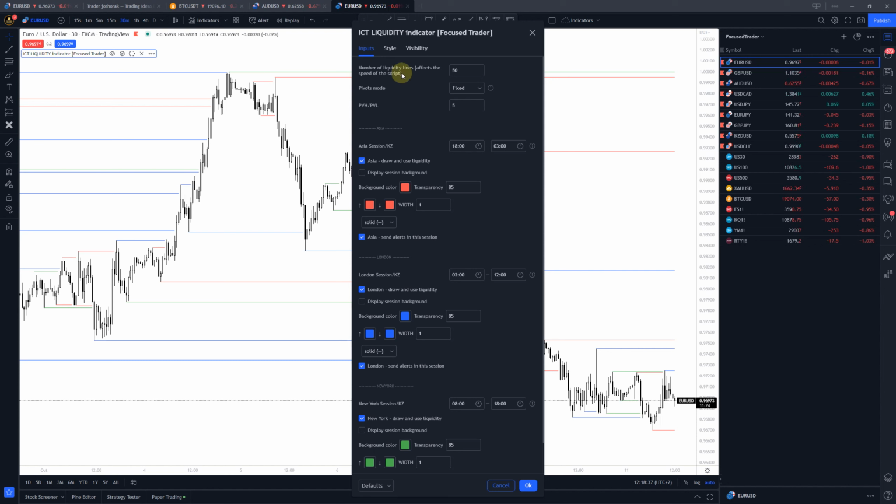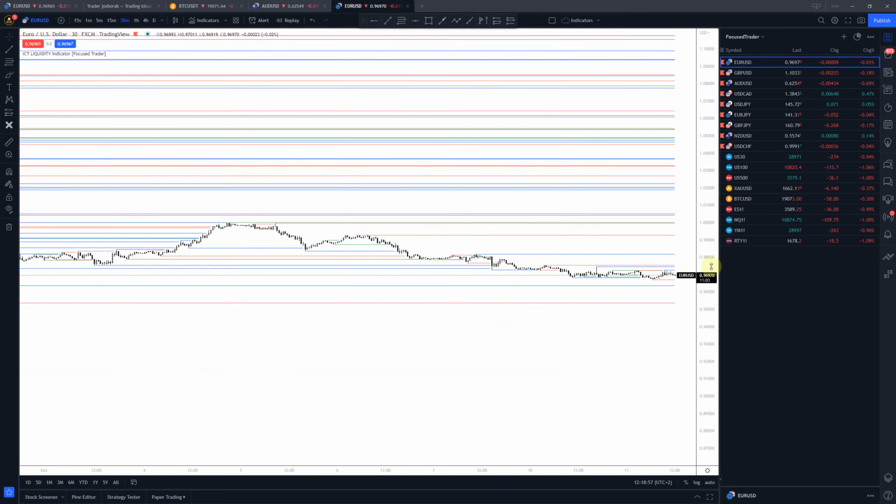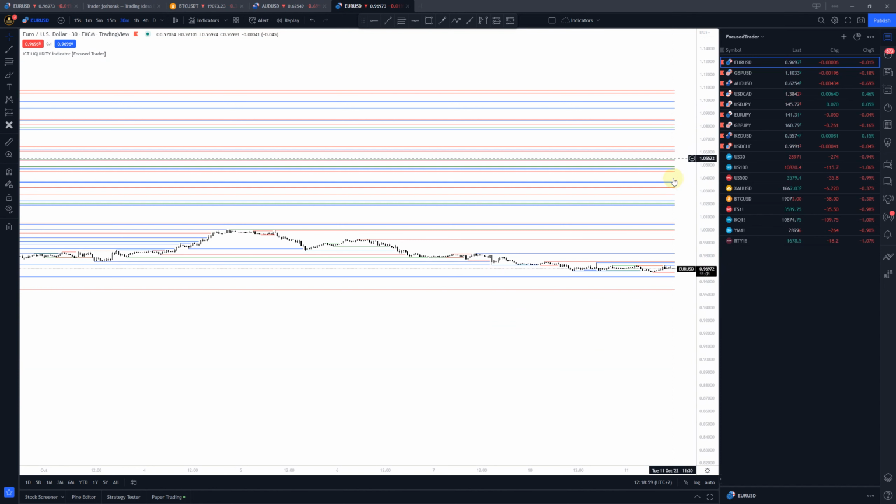The first thing there is the number of liquidity lines that are currently drawn on the chart. This number is set to 50. The maximum number is 500, because that's the limitation of TradingView. You can't display more drawing objects than that. So basically, if I zoom out a bit, you will see 50 lines here.